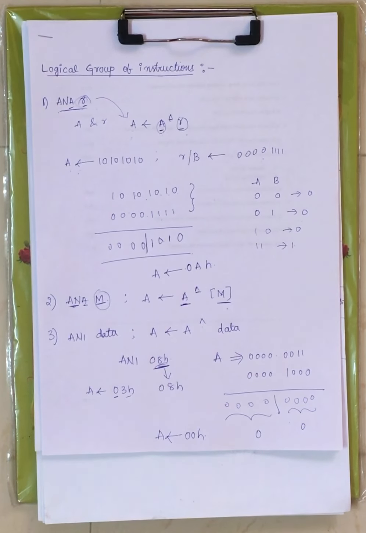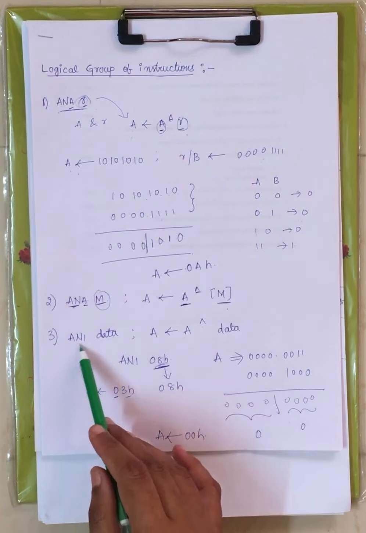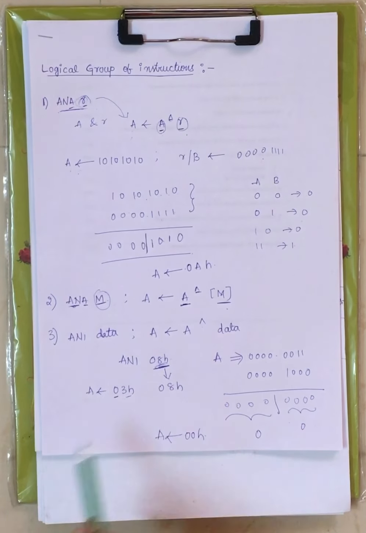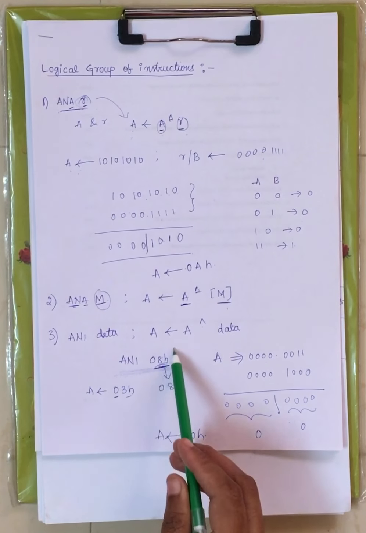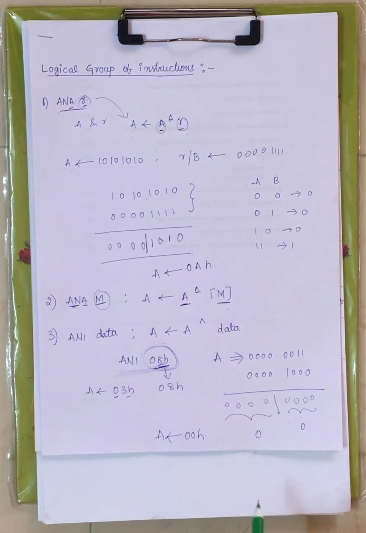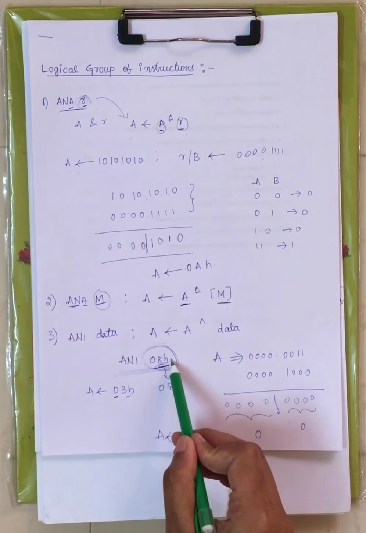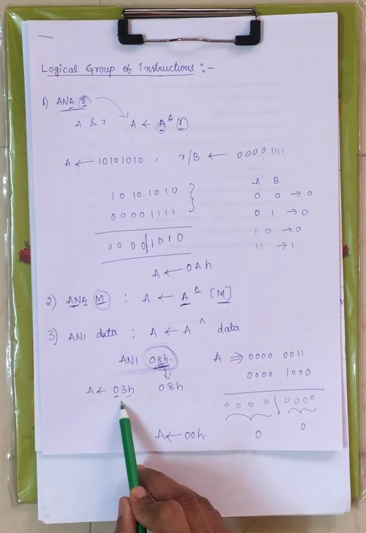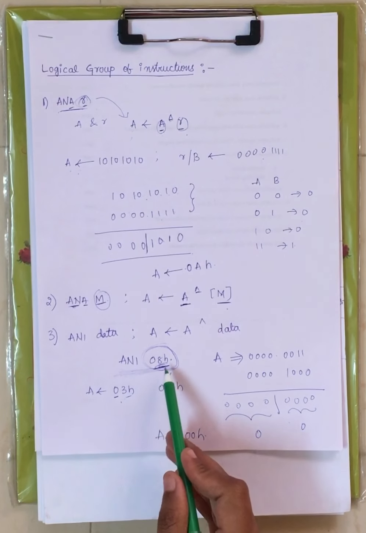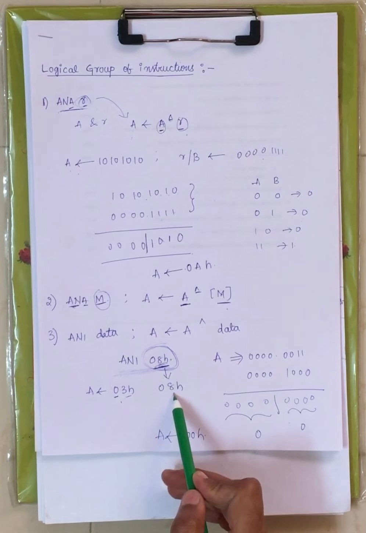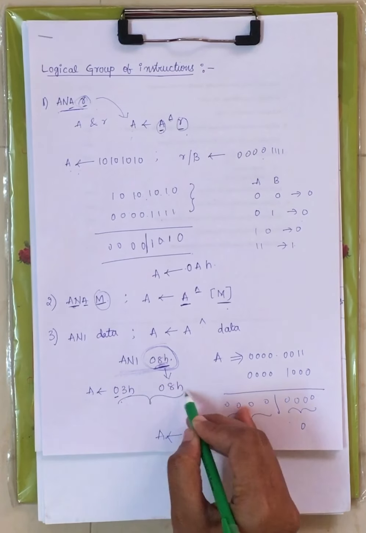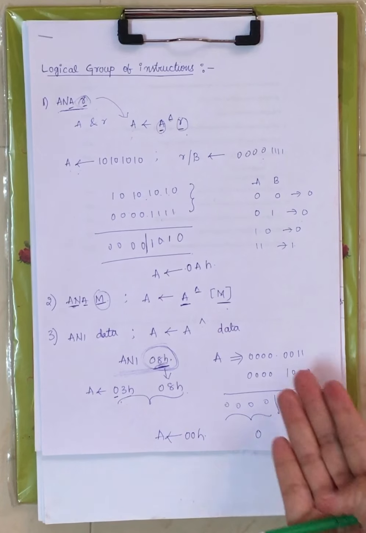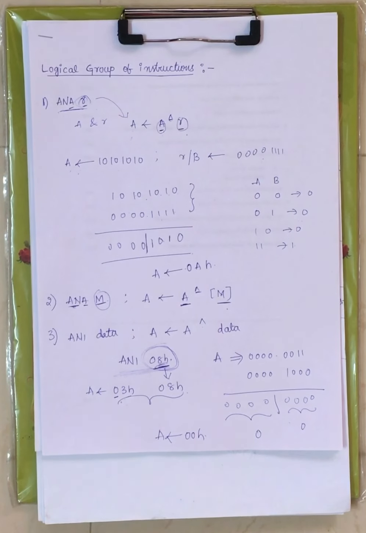Now coming to ANI data, AND immediate data. I have directly given an example, ANI 08H. The immediate data is specified directly within the instruction, and with that data and the data stored in the accumulator we perform the operation. Here the data specified is 08H, and the accumulator is storing 03H. Between these two contents we perform the AND operation as I have explained here, and the result is stored in the accumulator itself.